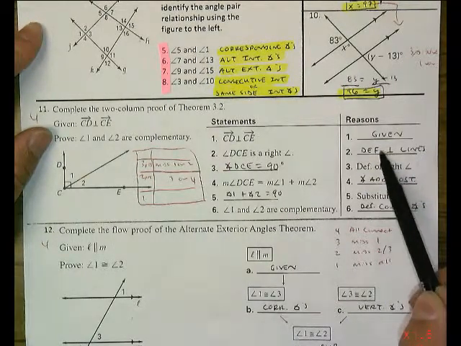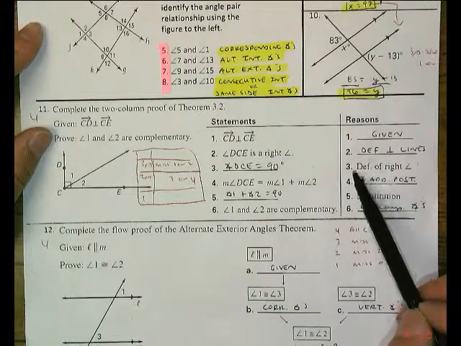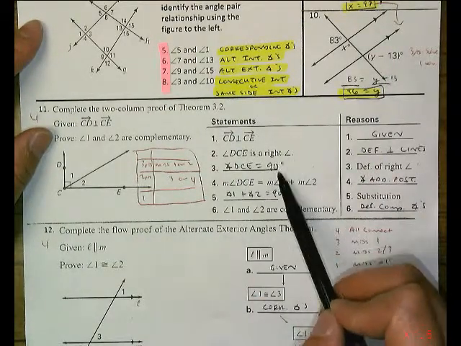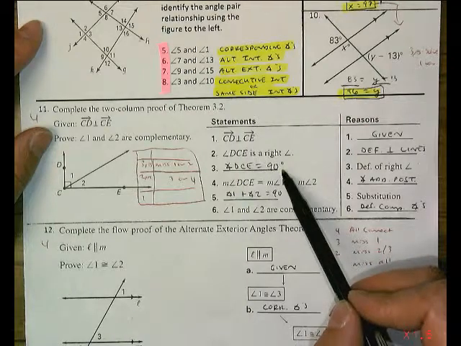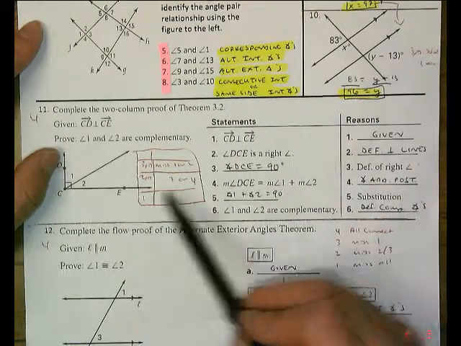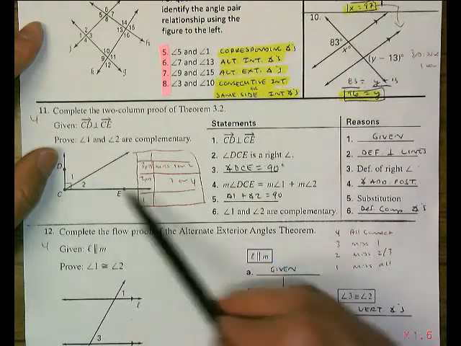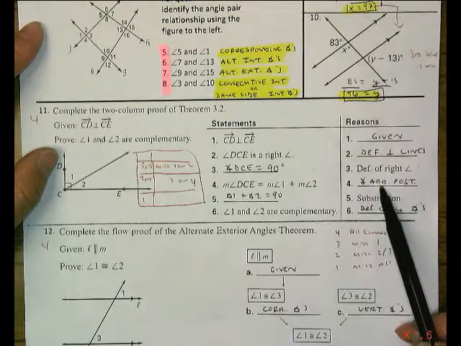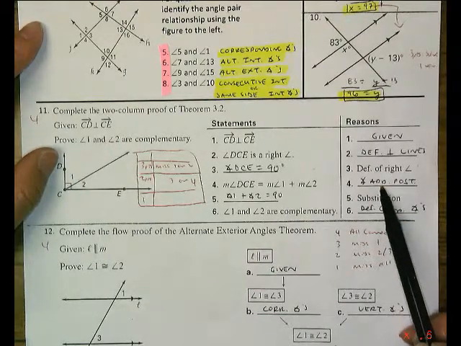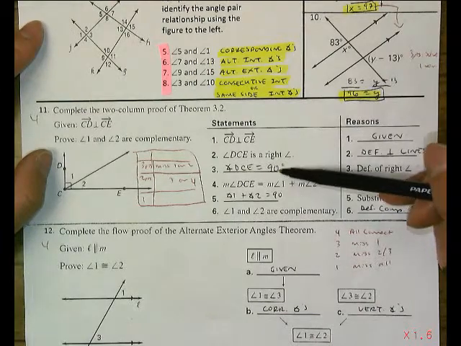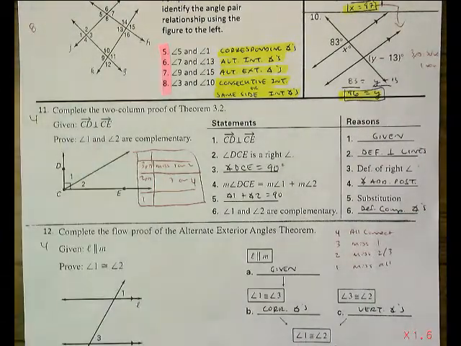And the reason why you know that is because in reason number 3 it says definition of right angle. Well, DCE is equal to 90 degrees. Right angles equal 90 degrees. Then it says the measure of angle DCE is 1 plus 2. That's angle addition postulate. The common mistake for students is to try to write segments. Those are not segments, those are angles. Okay, if you notice what's the same in both of those, that's DCE.